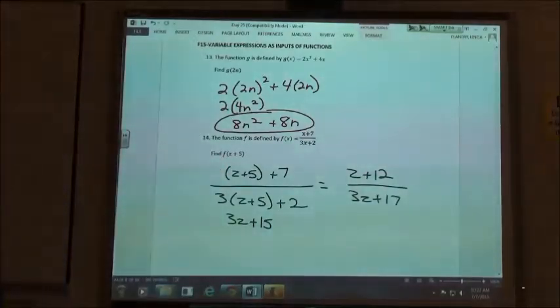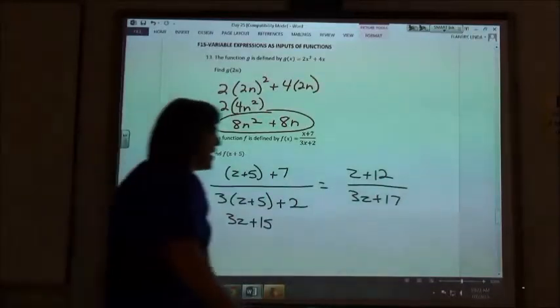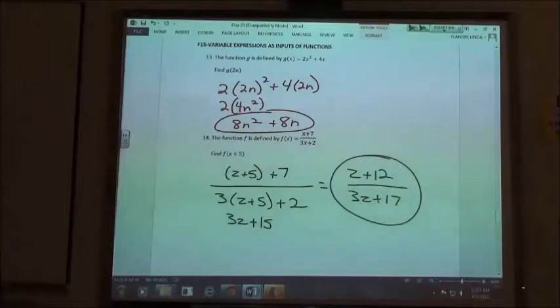I can't simplify that fraction unless I can factor out a common factor. I can't factor either the top or the bottom, and so z plus 12 over 3z plus 17 will just be my answer.